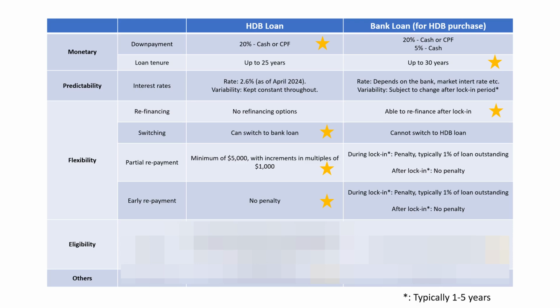For a HDB loan, you can do a partial repayment with a minimum of $5,000 with increments of $1,000. That means $5,000, $6,000, $7,000 and so on.